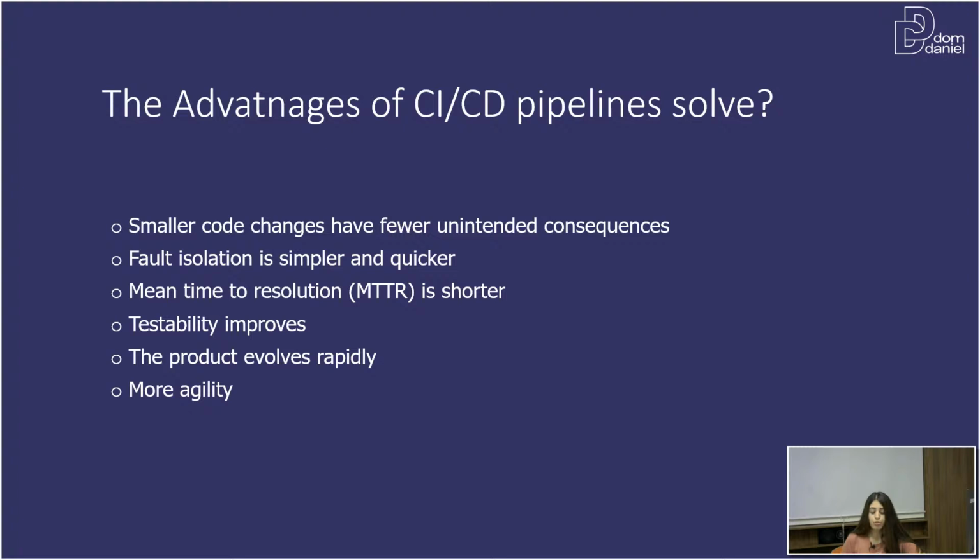By doing small changes to the code continuously, the fault isolation is easier, because by doing small changes and observing how the system behaves, we are able to understand where we went wrong. The mean time to resolution, which is the time taken from the point when the incident was reported up to the point when it was solved, is shorter. Because whenever the fault isolation is quick and simple, the mean time to resolution is shorter.